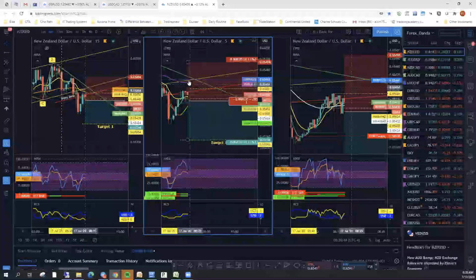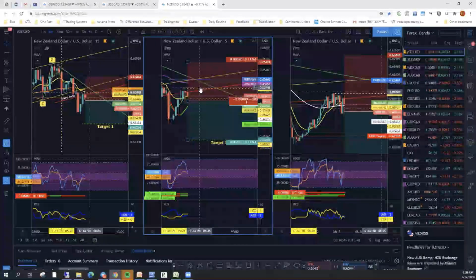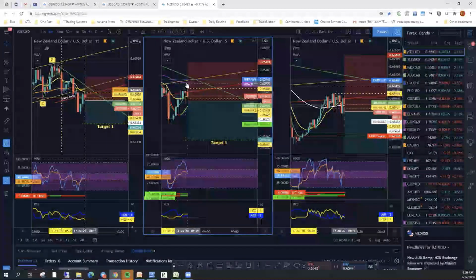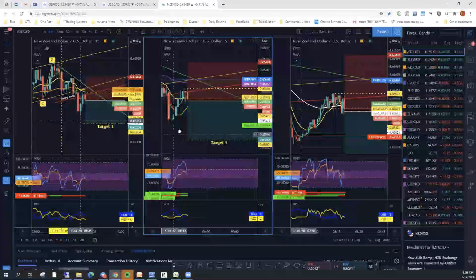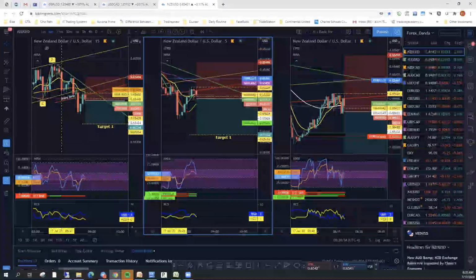inside this little zone. So it's going to have to get through that. If we get a close above that 62 in the 5 minute, then we're going to have to be reconsidering whether or not we want to stay in this trade.